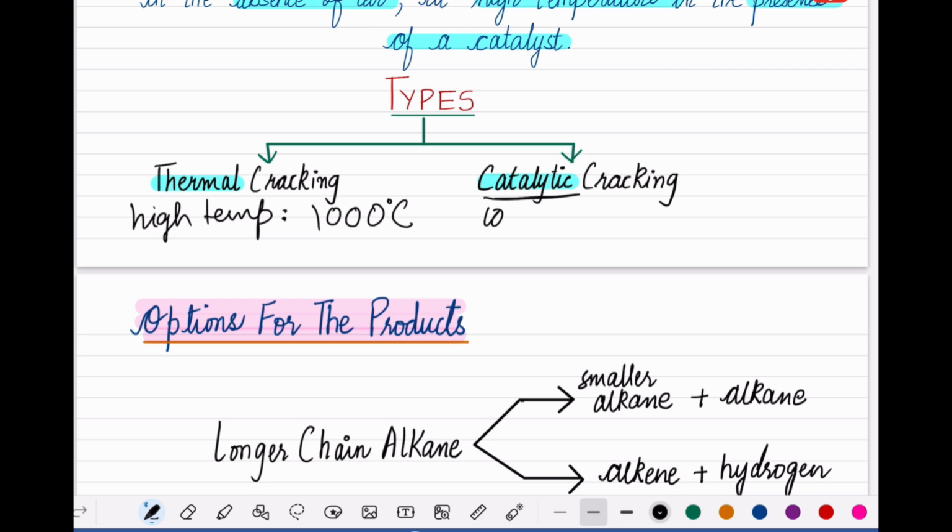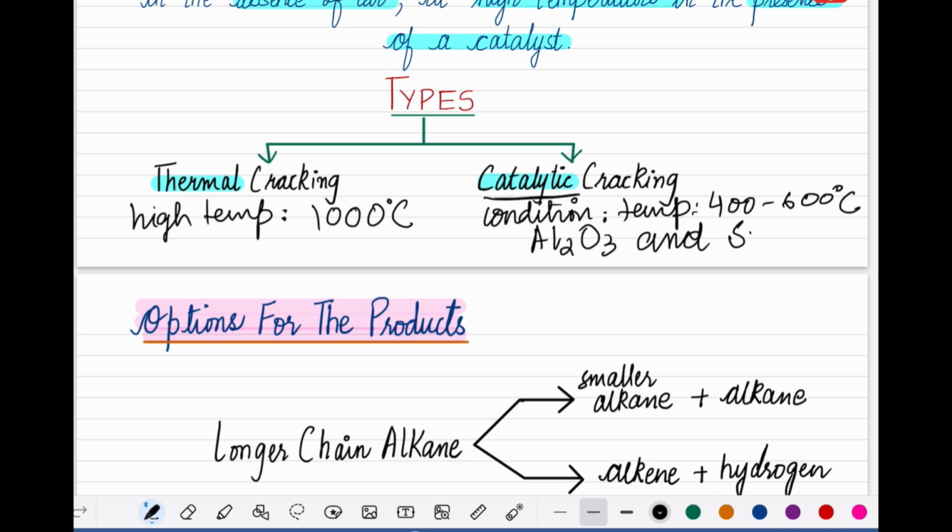The conditions for the catalytic cracking are: temperature is lowered to 400 to 600 degrees Celsius, and the catalysts used are aluminium oxide and silicon(IV) oxide, sand, SiO2.